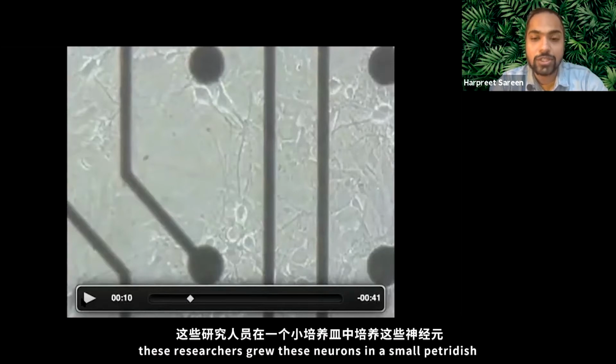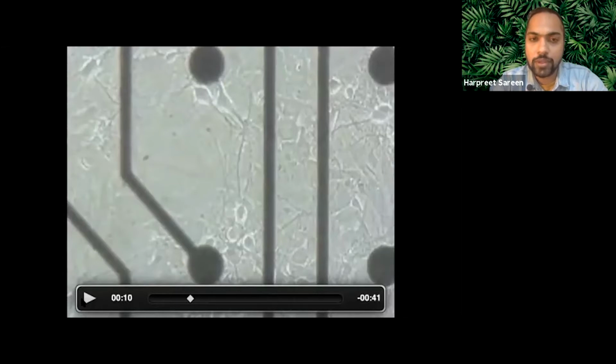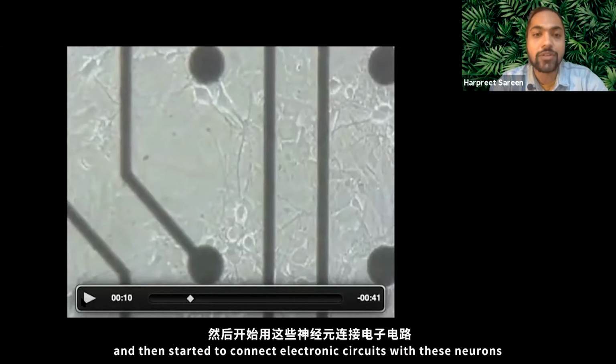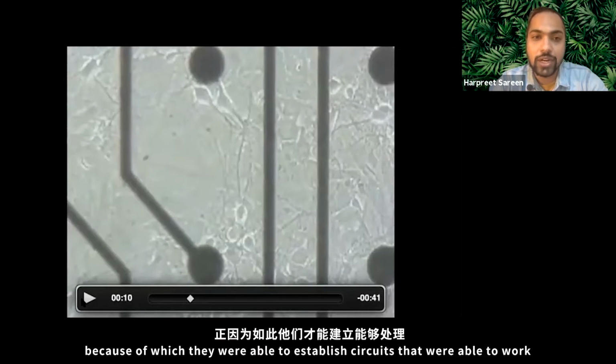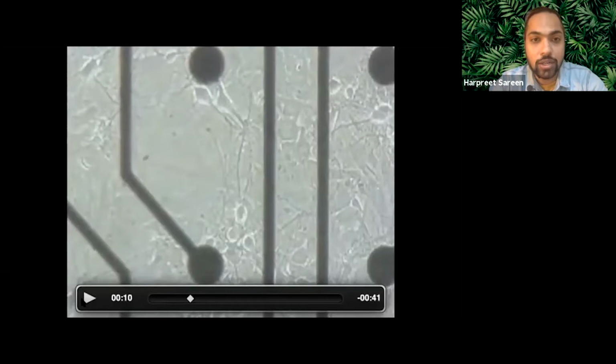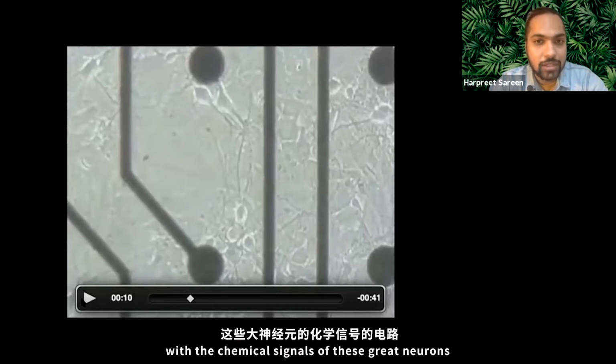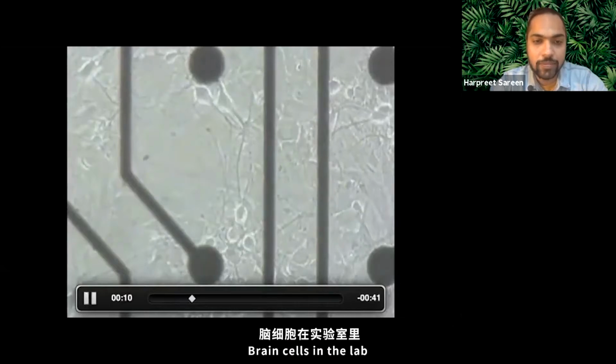These researchers grew these neurons in a small petri dish and then started to connect electronic circuits with these neurons, because of which they were able to establish circuits that were able to work with the chemical signals of these rat neurons. Pretty amazing. Brain cells in the lab.